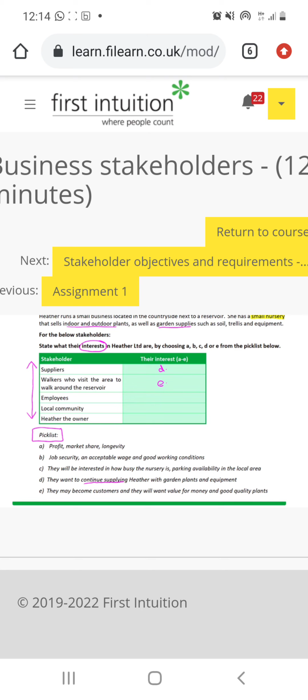Employees would be interested in job security, an acceptable wage, the payment, and good working conditions. The local community will be interested in how busy the nursery is. Will visitors to the nursery take up parking spaces on their road? And the owner will be interested in how well the business is doing, profit, market share, and longevity.